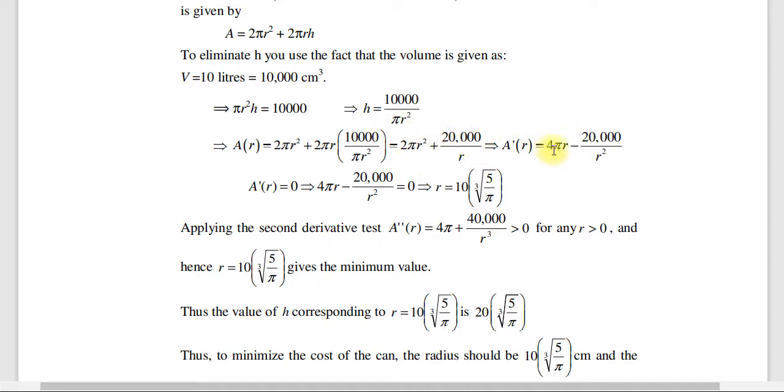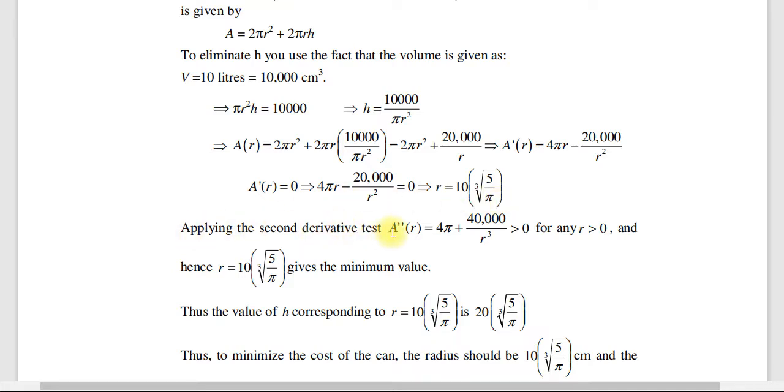A prime of r which is equal to 4 pi r minus 20,000 over r square. A prime at r which is equal to 0 እናደርግና 4 pi r minus 20,000 over r square which is equal to 0. So, r ምን ይመጣልናል? 10 times third root of 5 over pi ይመጣልናል ማለት ነው.